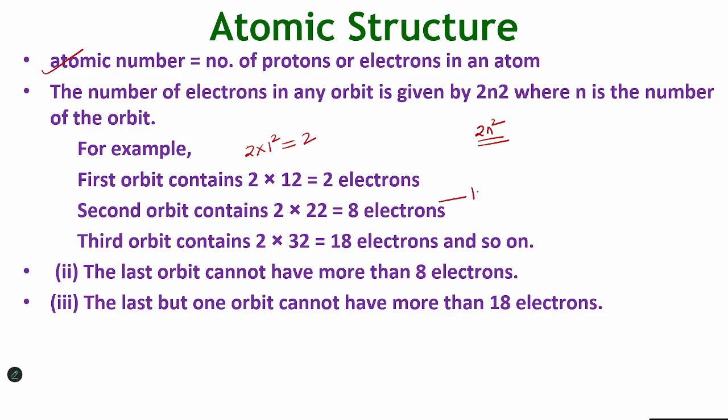In the second orbit, 2 into 2 square means 8 electrons. In the third orbit, 2 into 3 square, so 18 electrons. The number of electrons in each orbit is given by this formula. The last orbit cannot have more than 8 electrons. This is what we call the octet, or stable state. So this is about the atomic structure.